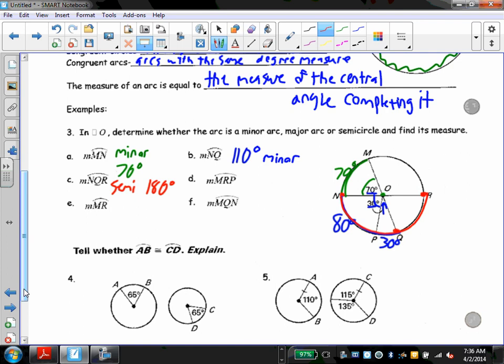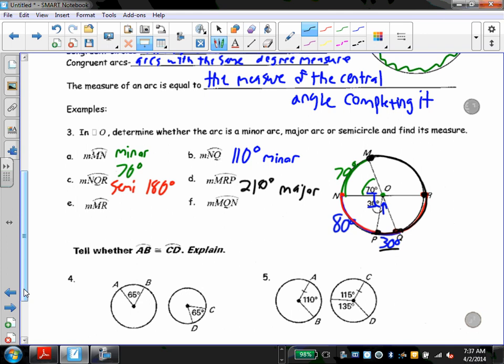MRP. All right. So MRP is starting at M, going to R, finishing up at P. So it's this big arc right there. You can see that M all the way to Q, starting at M, going to Q, that's a semicircle, 180 degrees. But we're adding this 30 in from PR. So 180 plus 30 is 210. That makes this a major arc. It's greater than 180 degrees.